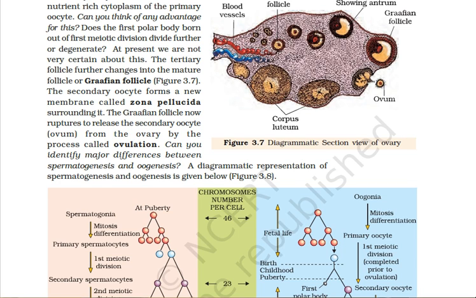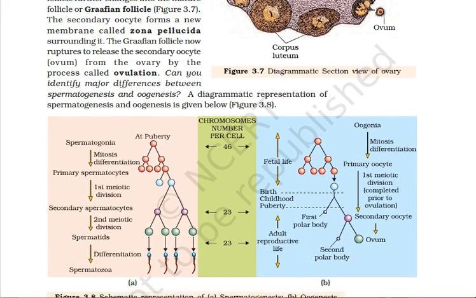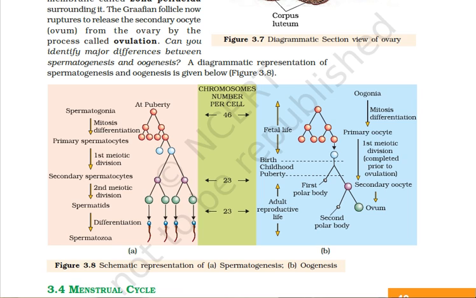Then you will also see a structure called the corona radiata, which I can show you in the figure given on the next page. This is the figure of the corona radiata. It refers to the radiating layers of elongated granulosal cells outside the zona pellucida, and they surround the secondary oocyte at the time of ovulation.